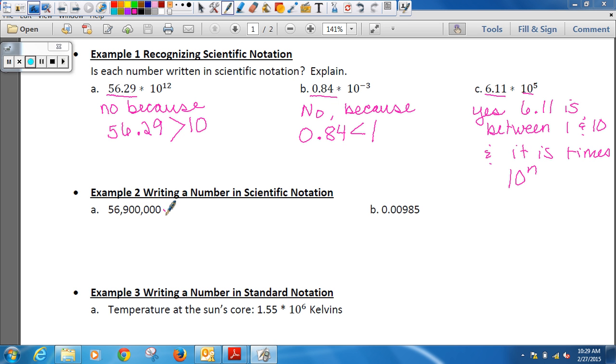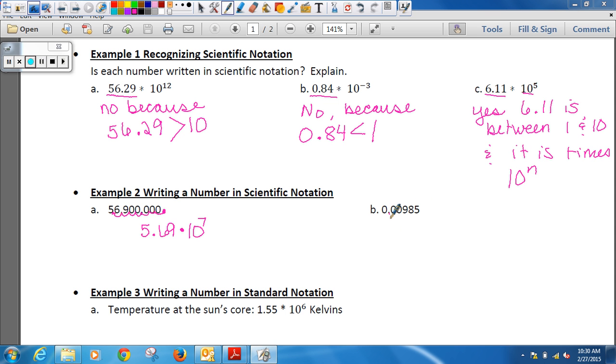So basically you need to move this decimal so that it makes this number between 1 and 10. So 1, 2, 3, 4, 5, 6, 7. I moved it 7 positions. If I move it 7 positions, the number is now 5.69. It's going to be times 10, and I moved it 7 spots, so it's times 10 to the 7th. It's a positive exponent because this number is larger than 1. If it's less than 1, like our next example, our exponent's going to be negative.